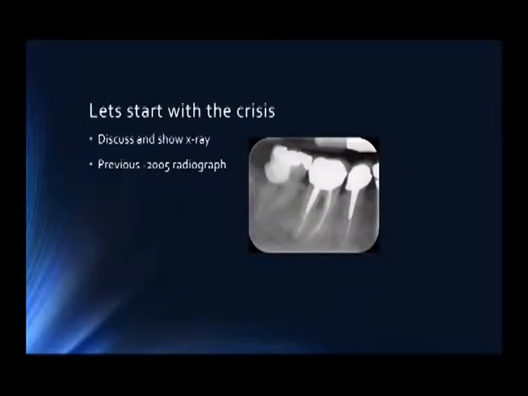So this is a radiograph of the lower right 4-6 we're going to discuss today, and this particular one was taken in 2005 when things were okay dokie. Yes, things were under repair, and the endodontic lesion had been dealt with, and a crown had been placed on top, and we were satisfied with what was going on at that time, and there was no pain involved.